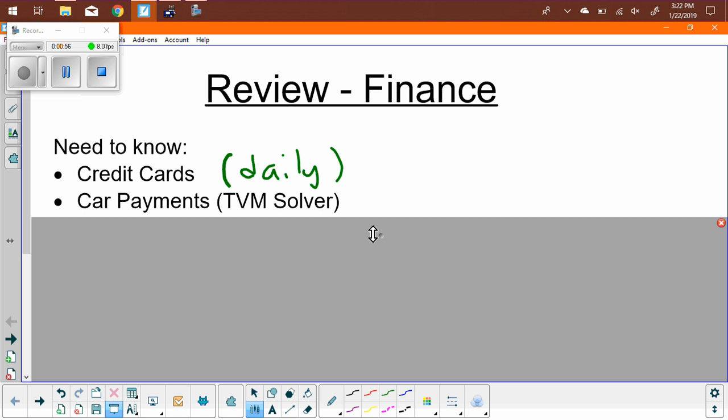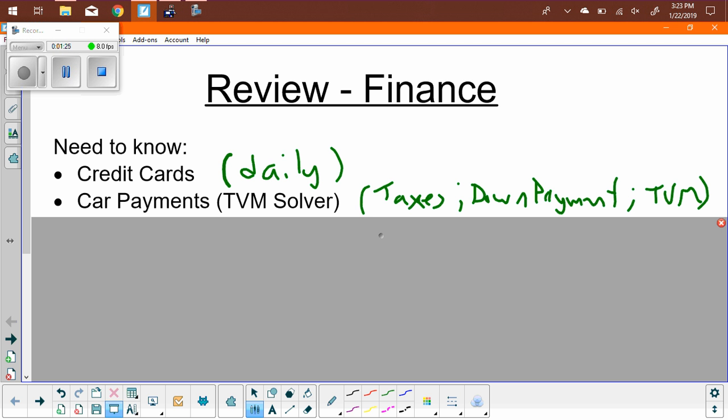The next topic we talked about was car payments. There were 3 steps to determine the car payment. One was to calculate your taxes. Step 2 was to subtract the down payment. And step 3 is to use the TVM solver to find your payment. We'll review one of those in example 1, but those are your 3 steps: taxes, down payment, and use the TVM solver.